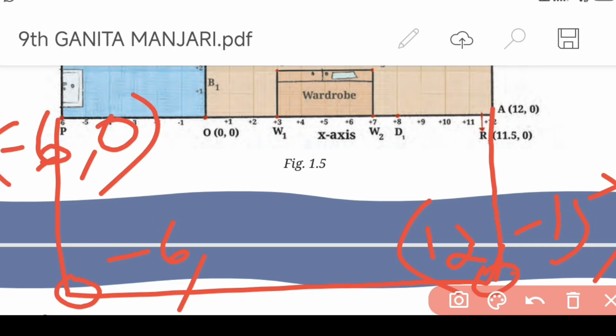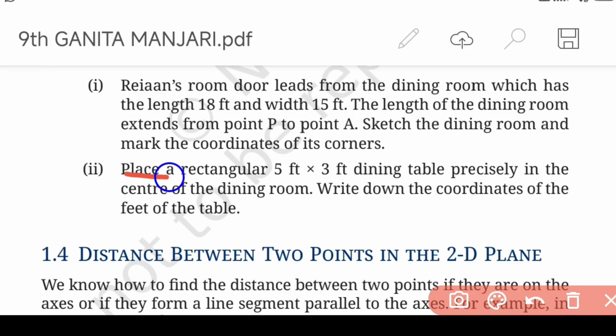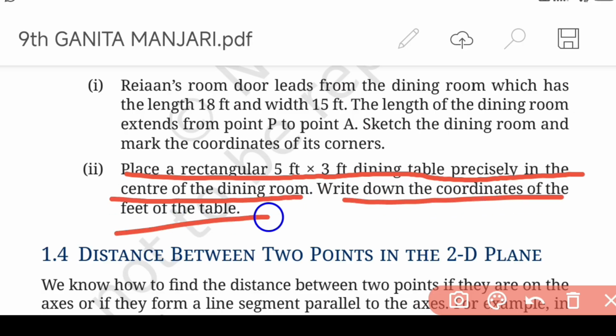This is 6 comma minus 15. So these are the coordinates of the dining hall. Place a rectangular 5 feet into 3 feet dining table precisely in the center of a dining room. Write down the coordinates of the feet of the table.